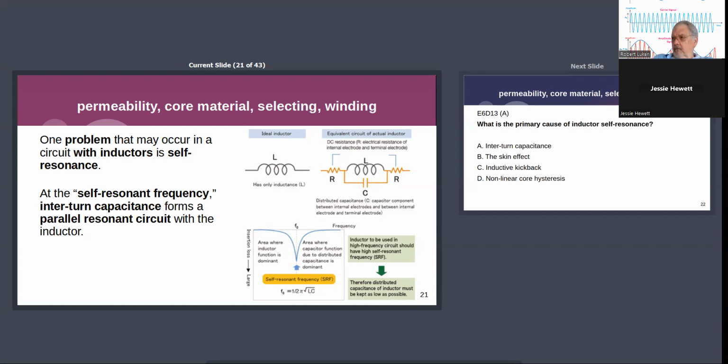And of course, we also remember from last week the self-resonant frequency. Remember how you set inductive reactance equal to capacitive reactance and solve for F? You get f = 1 over 2 pi times the square root of LC.